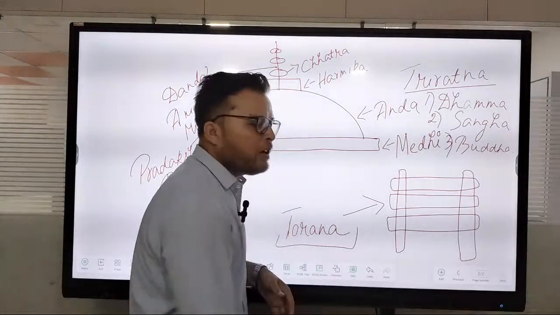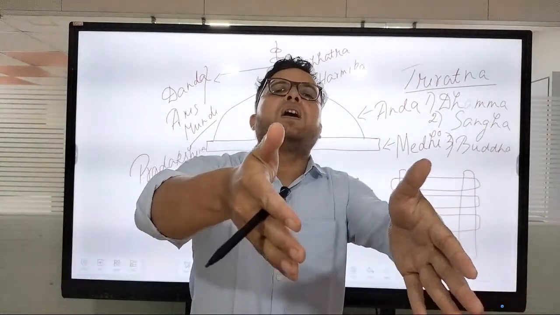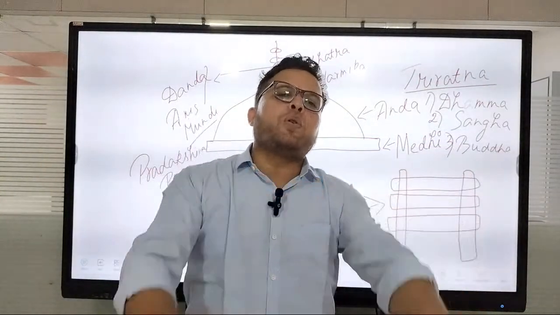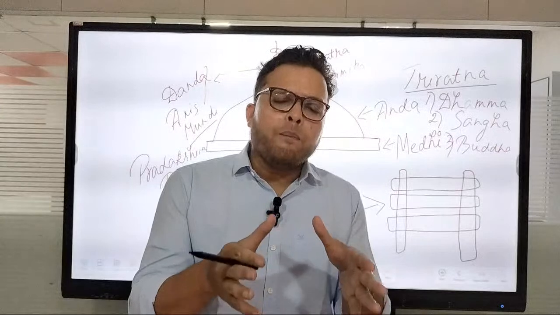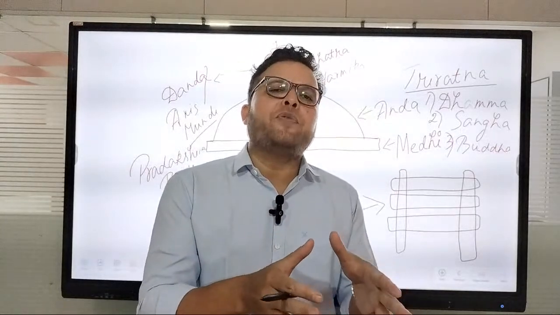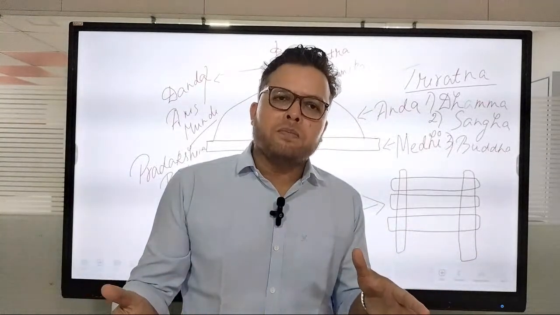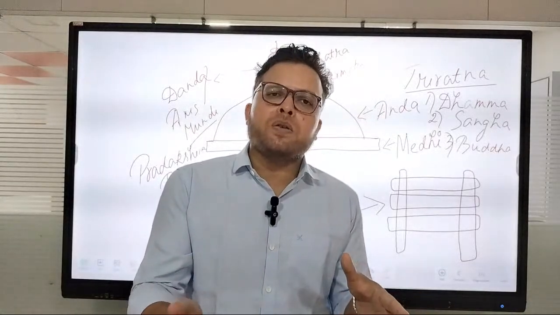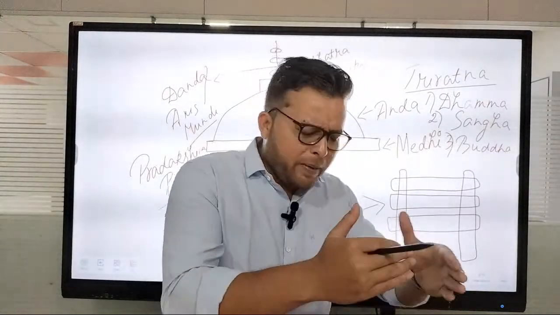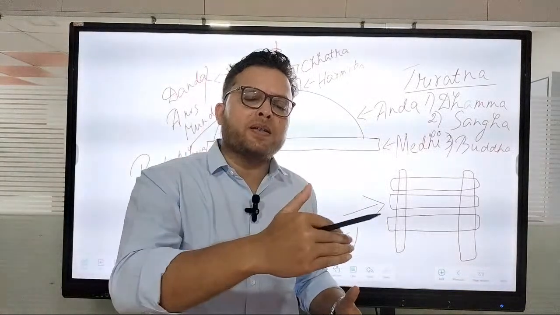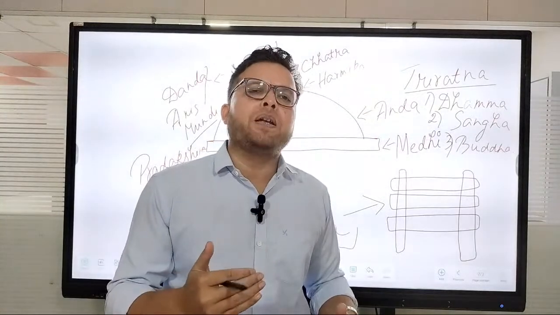What is the meaning of Toran? These are the gateways through which you can go to a stupa. Normally, there were 4 Torans. And what do they represent? They represent the 4 most important events in the life of Buddha: his birth, when he attained enlightenment, his first sermon, also known as Dhamma Chakra Pravartan, and his death, Mahaparinibbana. So the 4 Torans in north, west, east and south represent the 4 most important events in the life of Gautam Buddha.